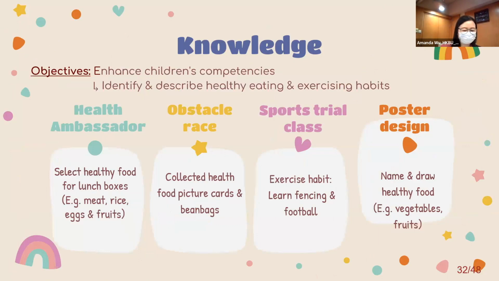For knowledge, we aimed to enhance children's competency of identifying and describing healthy eating and exercising habits through 4 activities mentioned below, including healthy ambassador, the obstacle race, sport trial class, and poster design. During the healthy ambassador, children select healthy food for lunch boxes, including meat, rice, eggs, and fruits. During the obstacle race, they collect healthy food picture cards and beanbags.